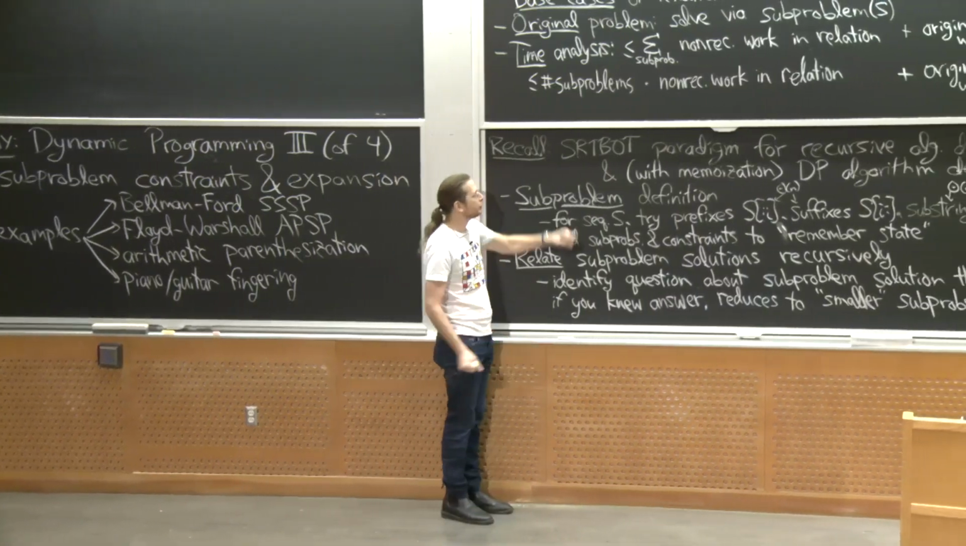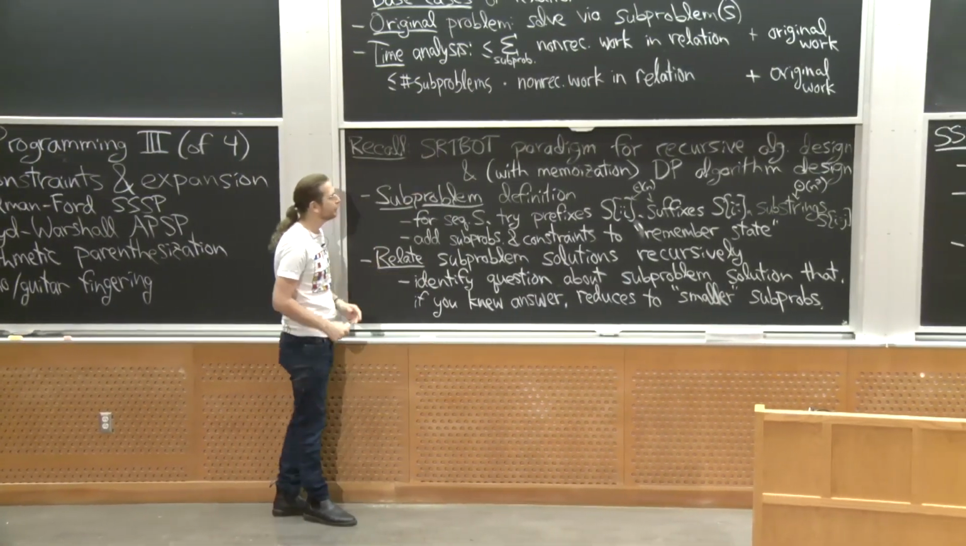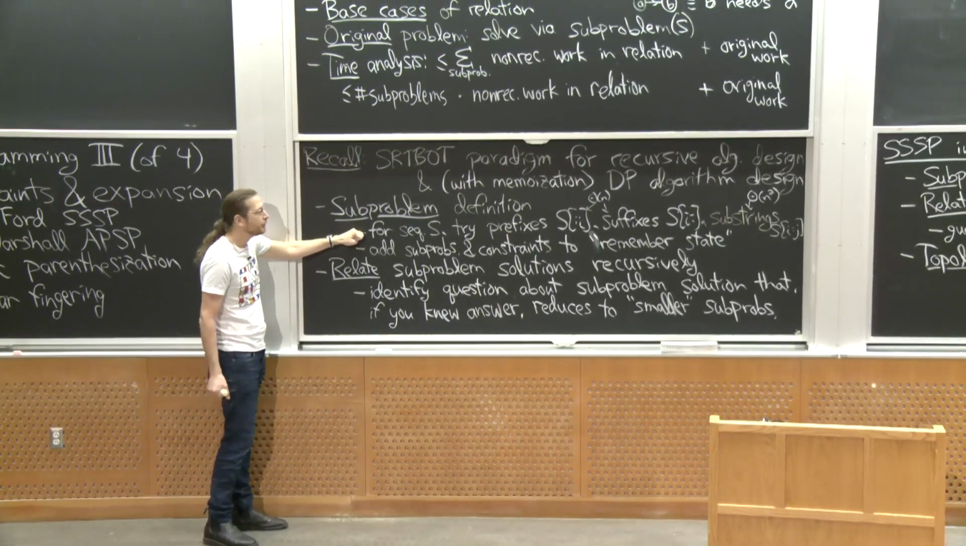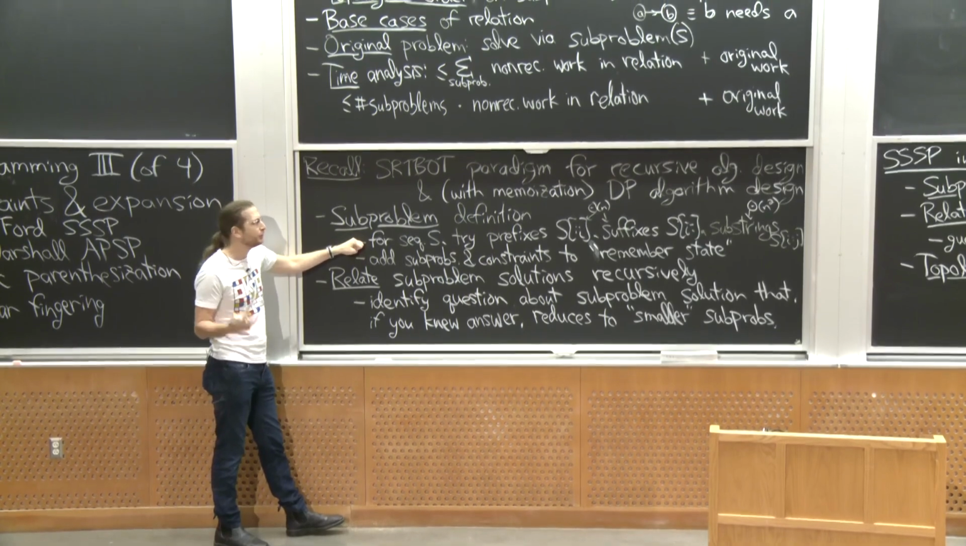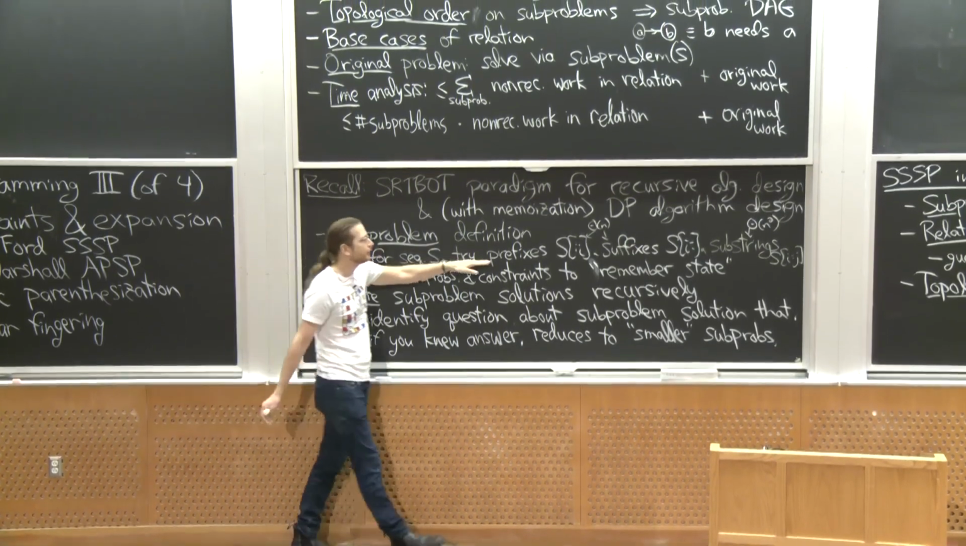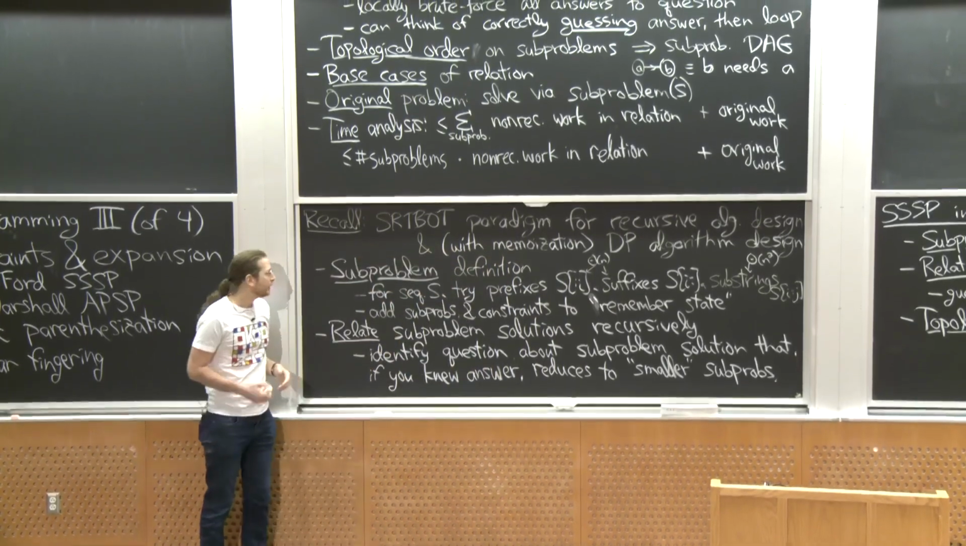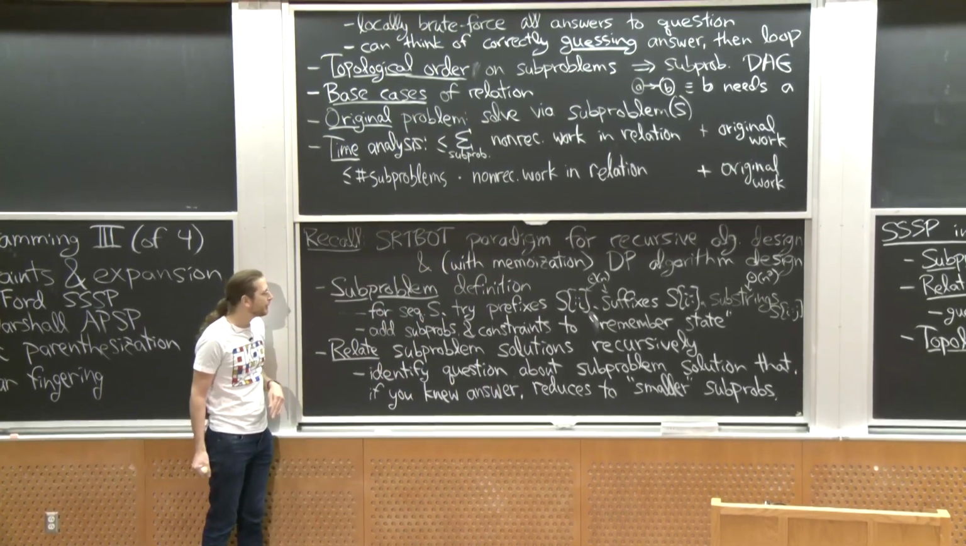And we're going to do that with our SRTBOT framework. So, a quick recollection of what that is. We define subproblems, and we saw how to do that for sequences. We try either prefixes, suffixes, or substrings. We prefer prefixes and suffixes because there are fewer of them. If there's more than one sequence, we take the product of those spaces.